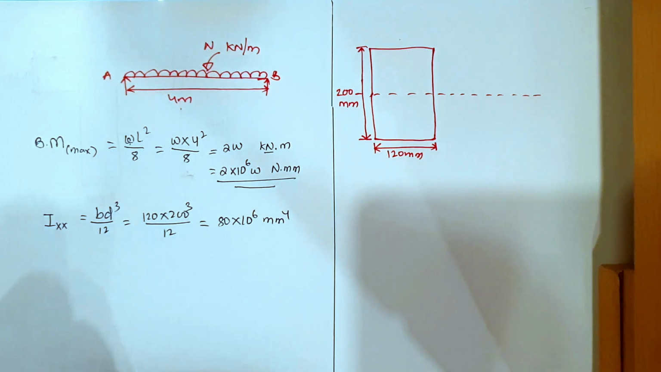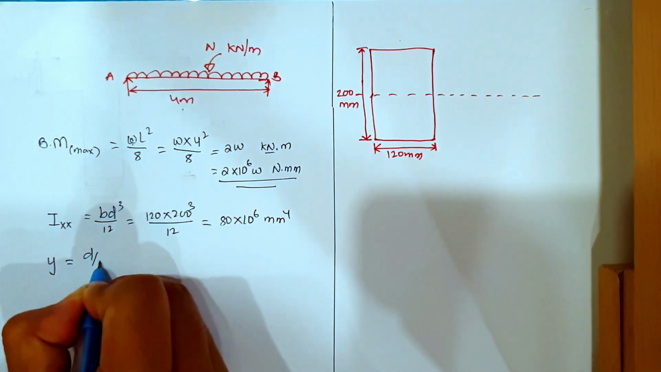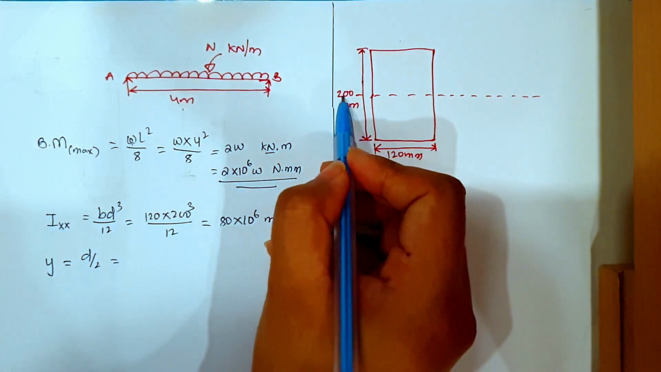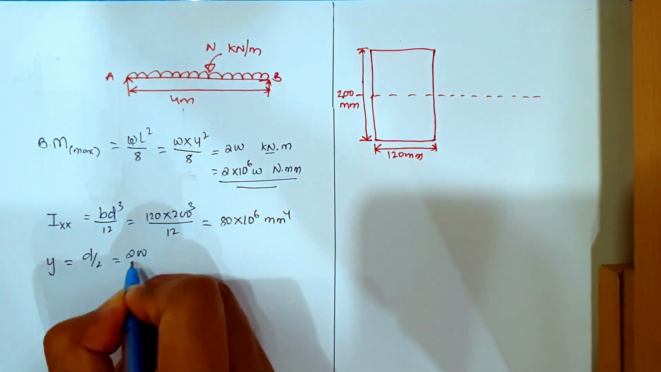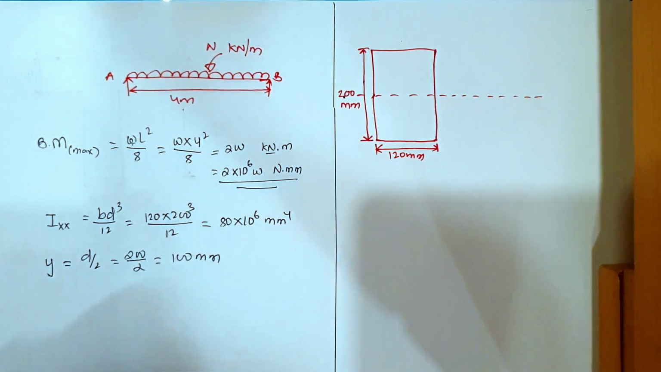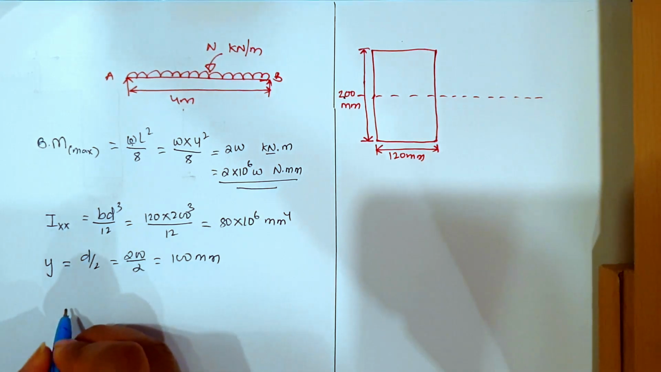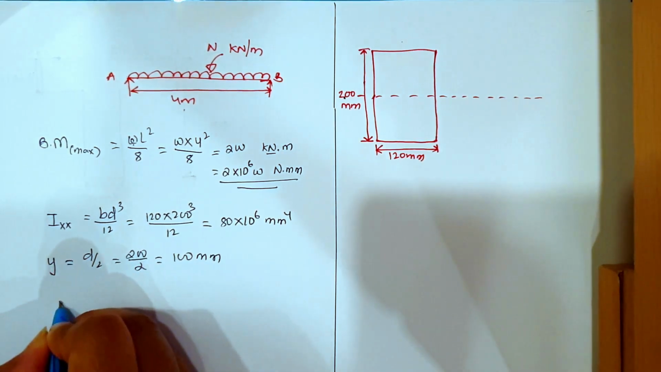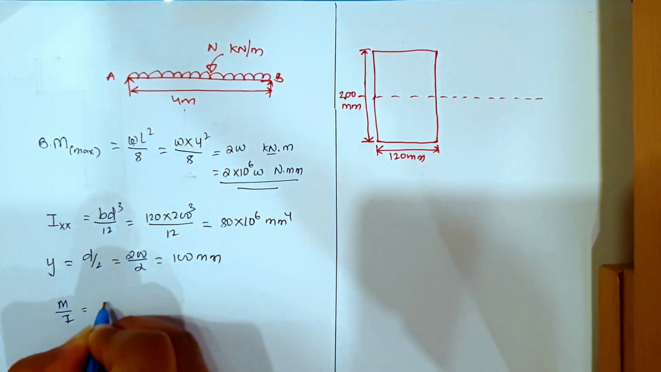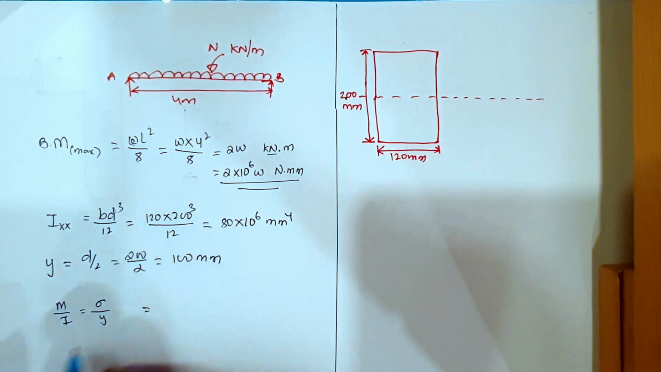Okay. Similarly, let's find Y. Y will be equal to D by 2. So how much is D? D is 200. 200 divided by 2, you have 100 mm. Now by using the flexure formula or bending stress equation, M by I equals sigma by Y, from here let's find sigma. Or we can directly put the values in this only.